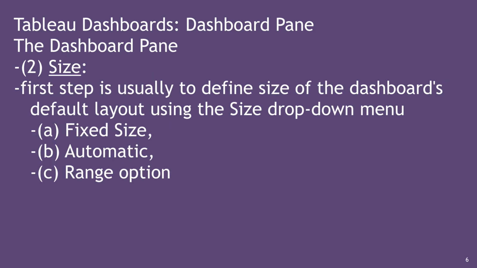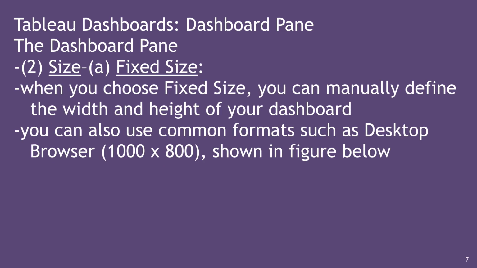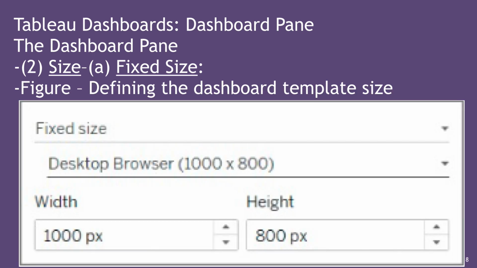Size. The first step is used to define the size of the dashboard's default layout using the size drop-down menu, where you have 3 options: fixed size, automatic, and range-sized options. For fixed size, when you choose fixed size, you can manually define the width and height of your dashboard. You can also use common formats like desktop browser, which is shown here.